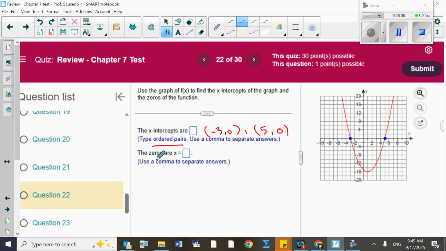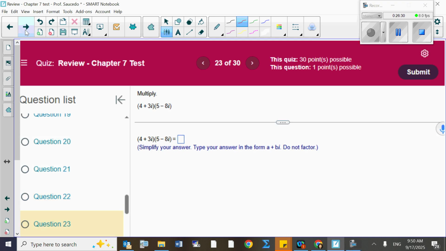The zeros of the function are the same thing. So you're going to use the same points as the zeros as well, because x-intercept and zeros are both the same concept. Okay, let's go to next question.